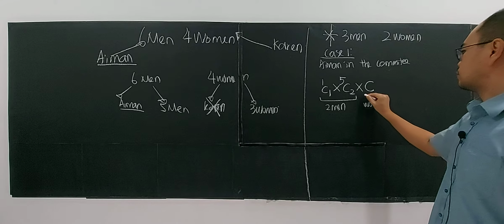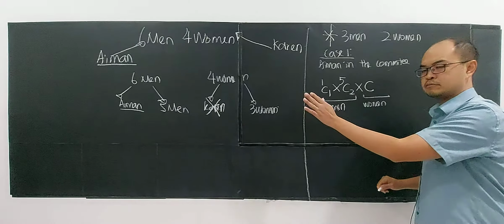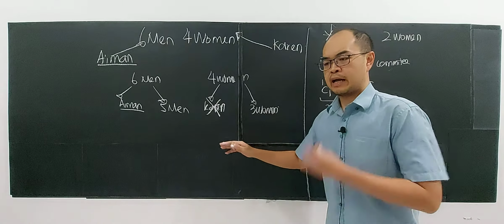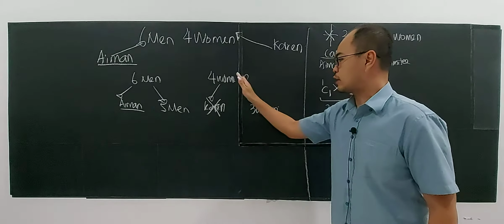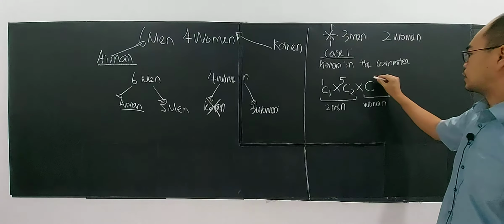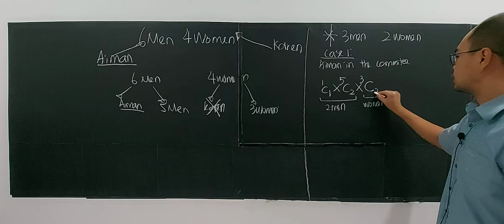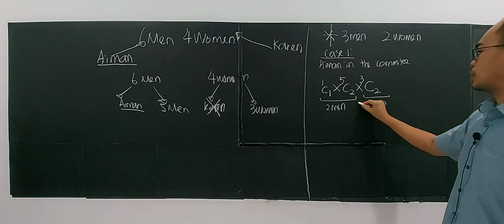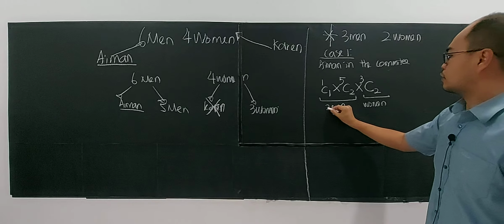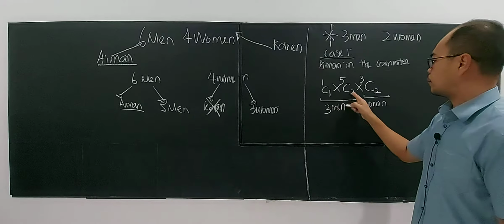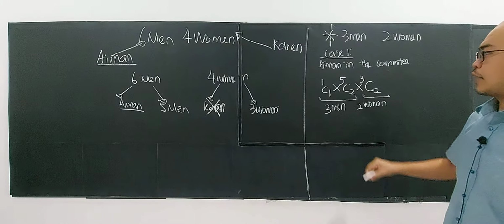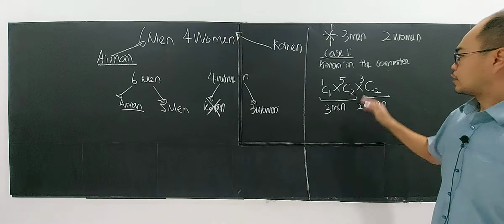Karen cannot be included. Karen is out. Aiman in, Karen out. So now how many women do I have? The 4 women, 1 is Karen, so now we have 3 women remaining. Choose the remaining 2 women from the 3 women. So here you have 3 men and 2 women, complete. 1 plus 2 plus 2, 5 already. Aiman in, Karen not in.